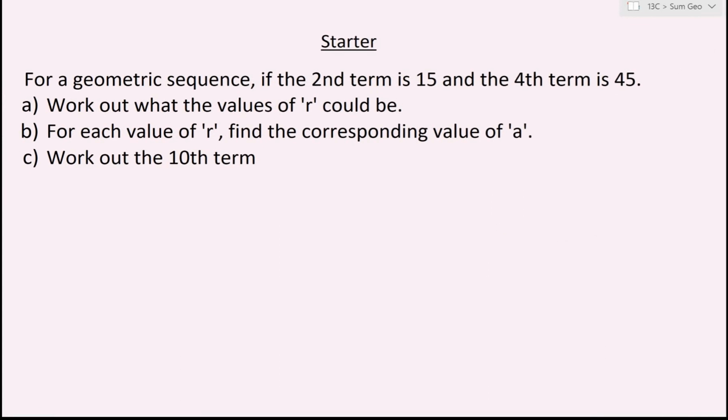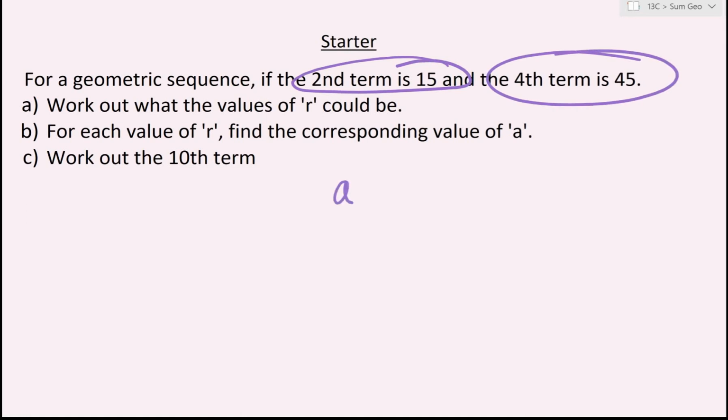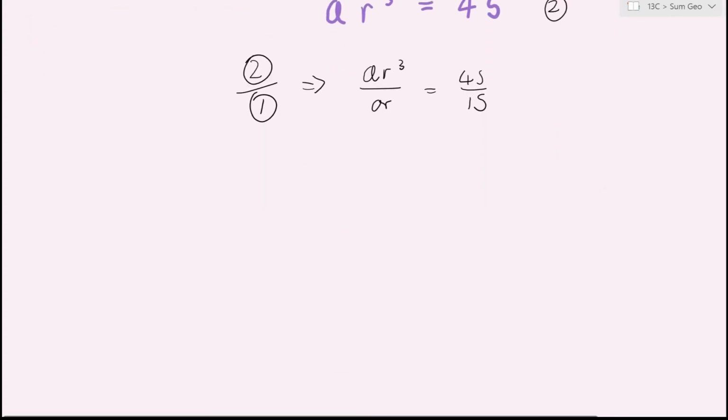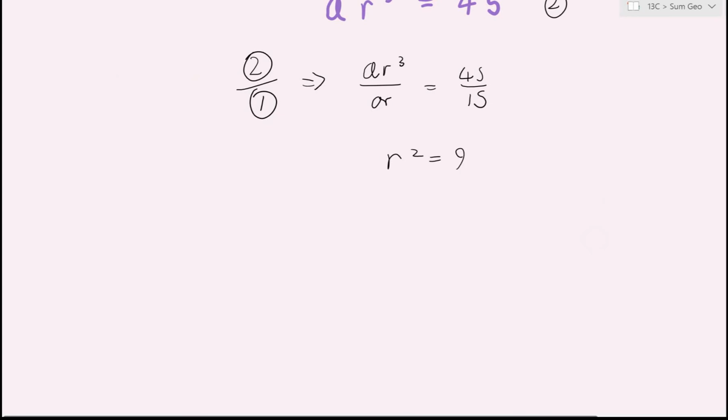For a geometric sequence, we have a second term of 15 and a fourth term of 45. We should know how to start this now. We can write that as two equations. Remember, the power always lags one behind the term. To solve this, we label our terms and we divide our two equations against each other. That's going to give me ar cubed over ar equals 45 over 15. The a's cancel out and I'm left with r squared equals 9.